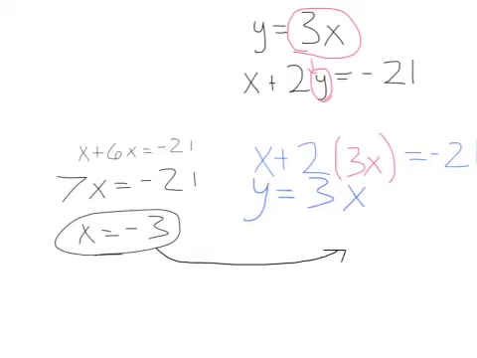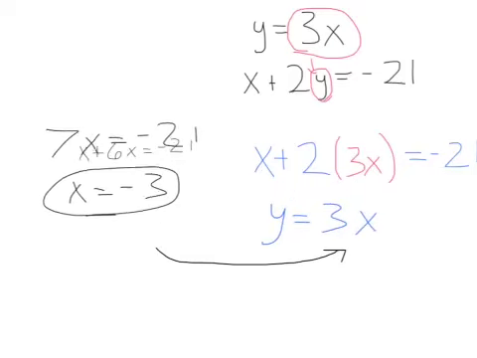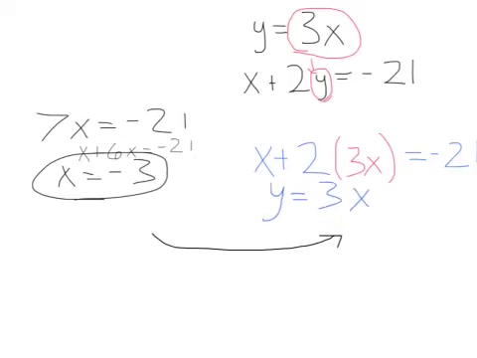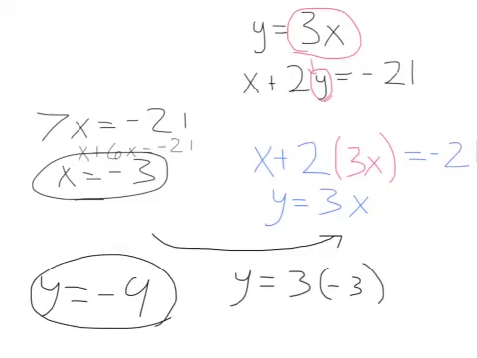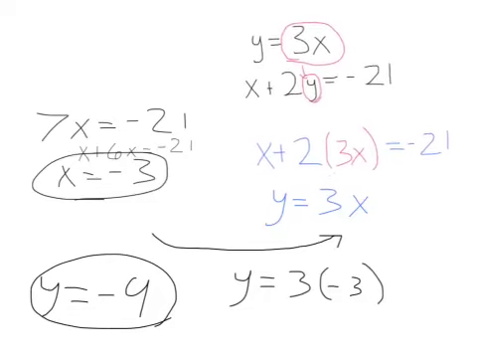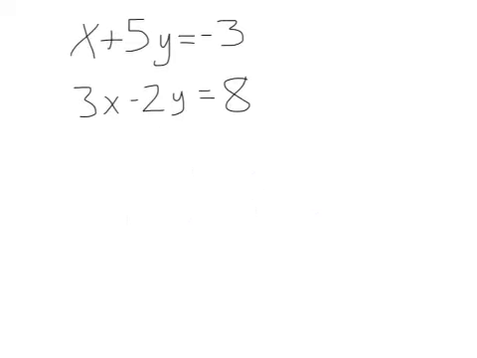And that is going to give me, let me give myself a little bit more space. That's going to give me y equals 3 times, and instead of x, I'm going to plug in negative 3. And that's going to give me, I'm going to do my work over here on the left, y equals negative 9. So now I have both my answers. I have x equals negative 3, y equals negative 9. And just like in any algebra problem, we could plug these back into here and check and make sure they're true. Let's try another one.